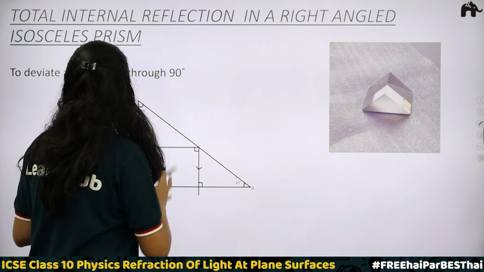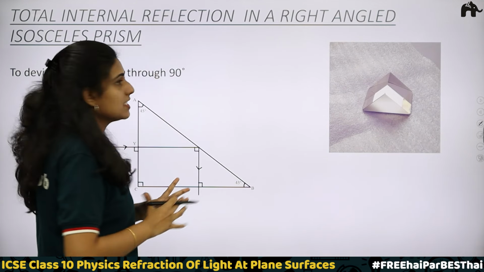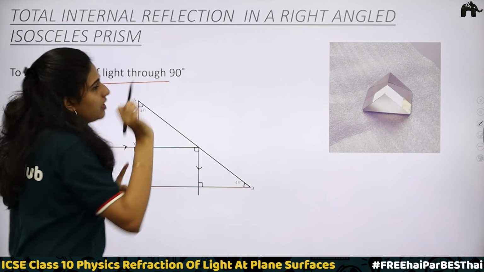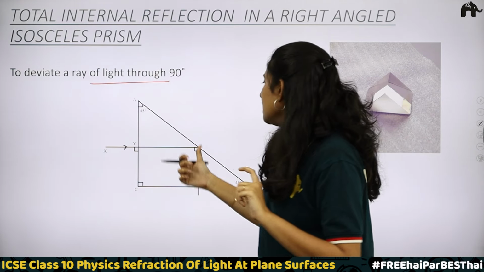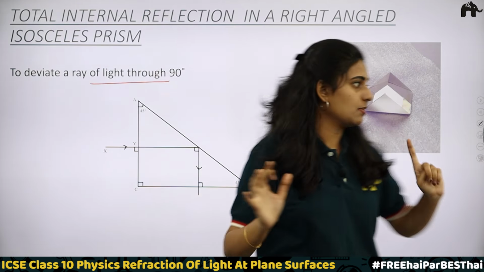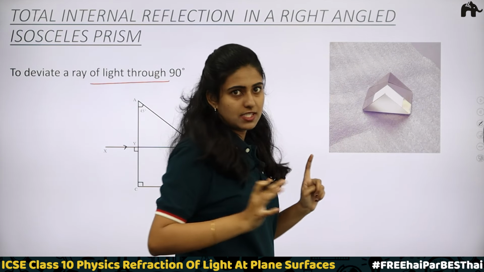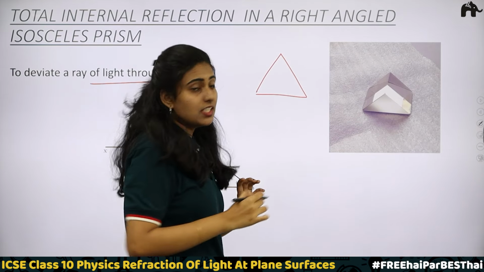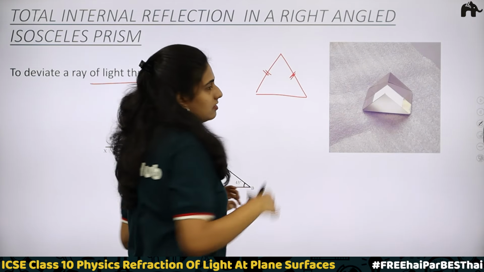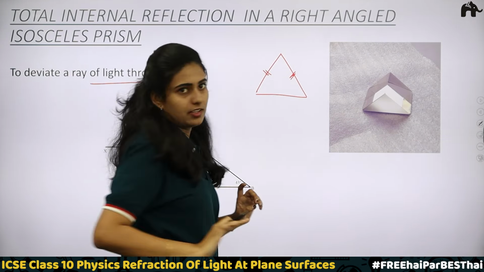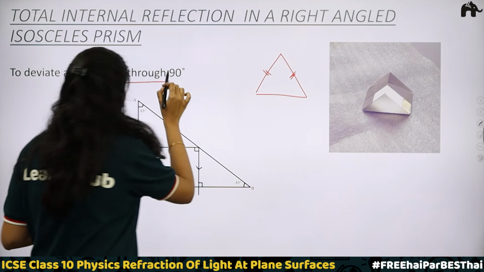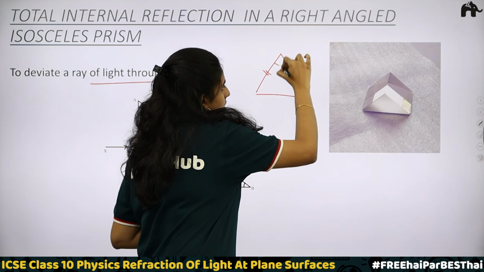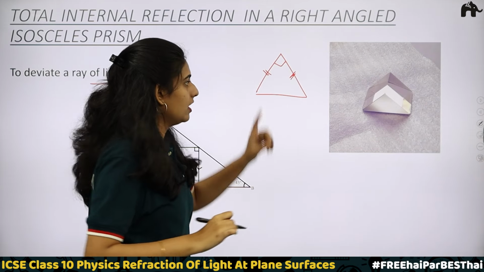So, in the case of the right-angled isosceles prism, three cases we are discussing. First is to deviate a ray of light through 90 degrees. So, this is a right-angled isosceles prism. In the case of an isosceles prism, what does isosceles mean? What is an isosceles triangle? A triangle with two sides equal is called an isosceles triangle. And we need a right-angled isosceles triangle, which means that between the equal sides, the angle will be equal to 90 degrees.